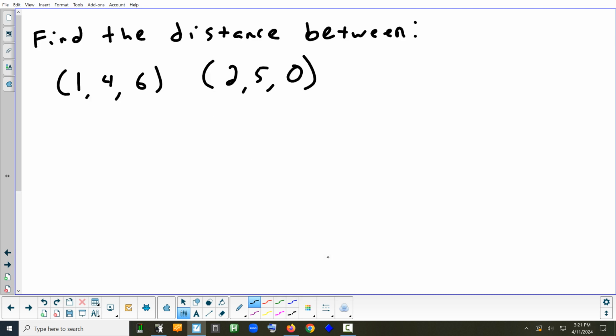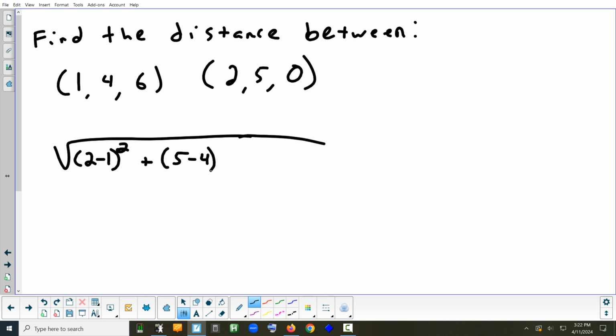Okay, so this one is finding the distance between 2 points in 3D. So how would you find the distance between (1, 4, 6) and (2, 5, 0)? First, you would do a square root, and then 2 minus 1 in parentheses to the second power, plus 5 minus 4 in parentheses to the second power, plus 0 minus 6 in parentheses to the second power. Okay, that's that.